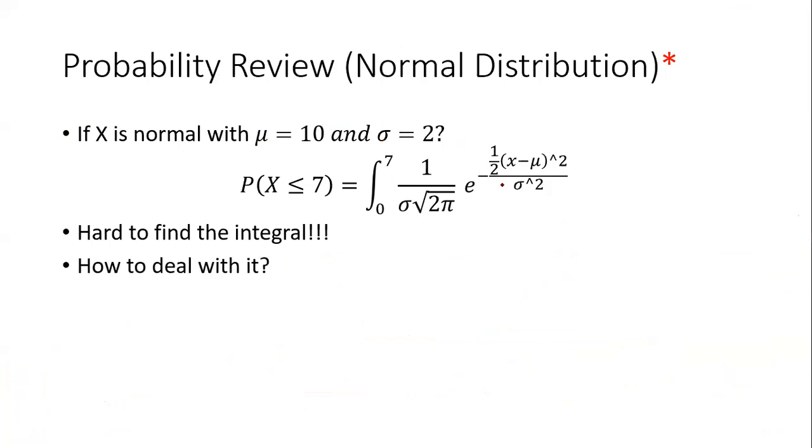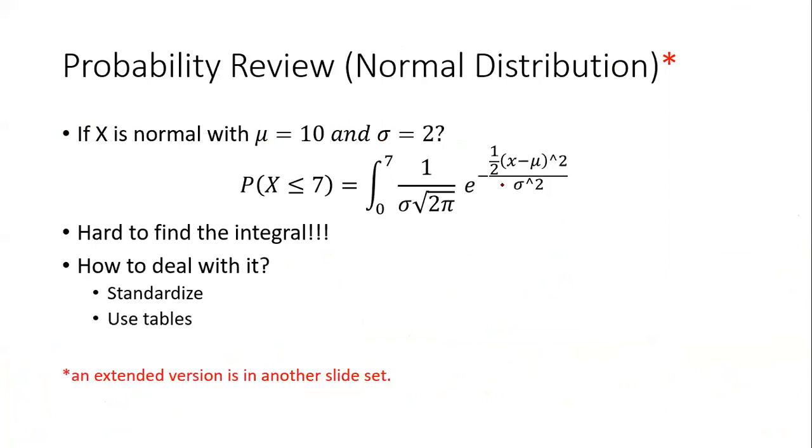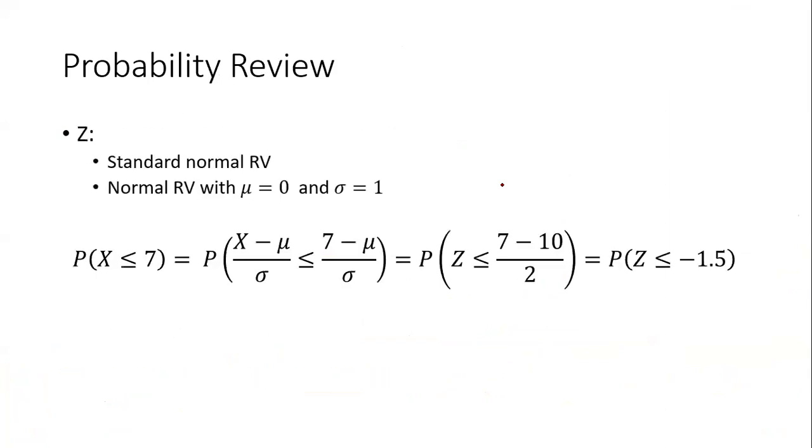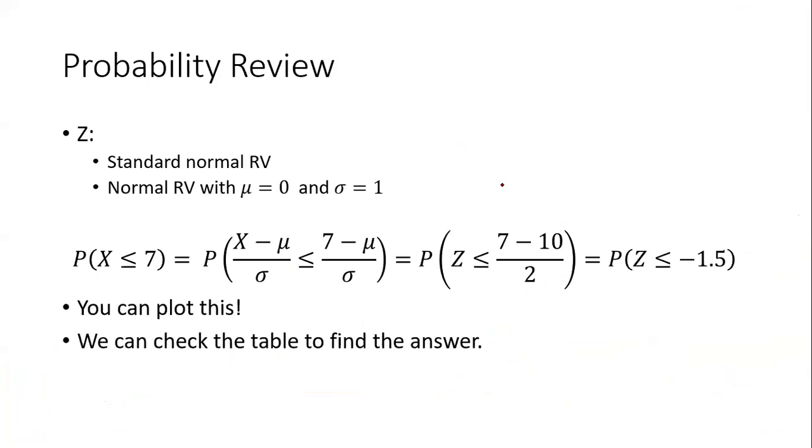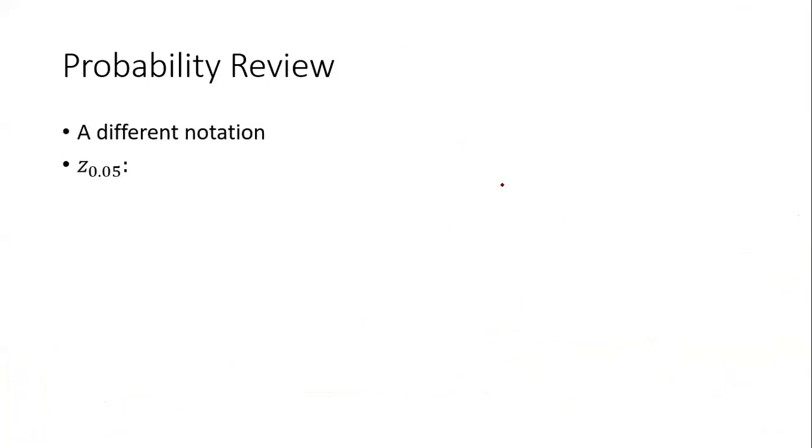Now about the normal distribution, I hope we are comfortable with this. If you're finding the probability, just standardize it and use tables. And we have parameters and so on. One last thing to say about the normal distribution is that we have a different notation for it: z sub 0.05. What does this mean?